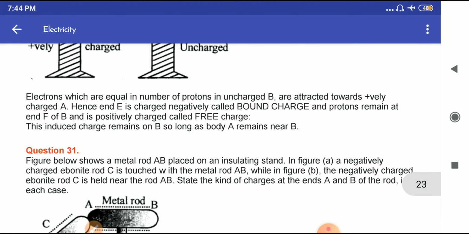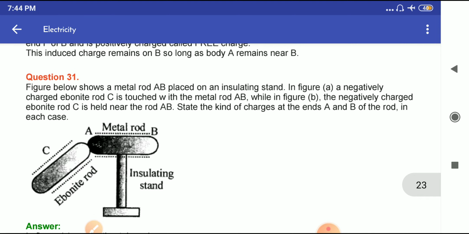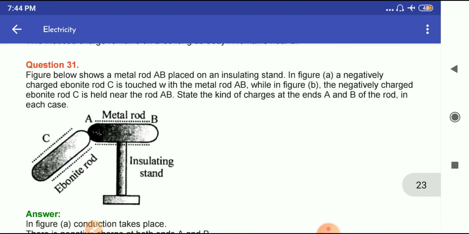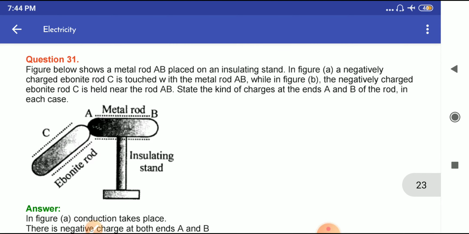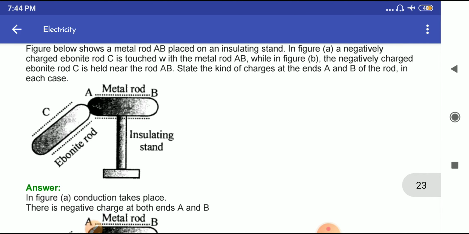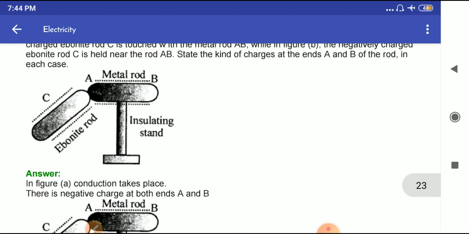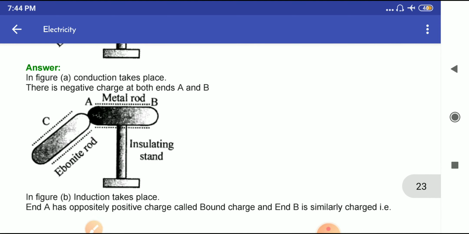Now question number 31. The figure below shows a metal rod AB placed on an insulating stand. In figure A, a negatively charged ebonite rod C is touched with the metal rod AB, while in figure B, the negatively charged ebonite rod C is held near the rod AB. State the kind of charges at the ends A and B of the rod in each case. Okay, so this is your answer.